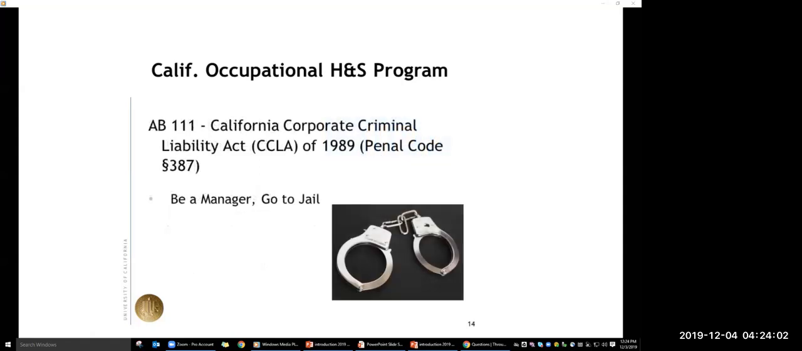In the 1970s and the 1980s, there were several instances of employers knowingly allowing unsafe conditions to exist which could have resulted in serious injuries or death. Some employers would also fail to notify employees or conceal serious health and safety hazards. The California Corporate Criminal Liability Act was passed as a deterrent for employers who may elect to expose their workers to serious health and safety conditions.